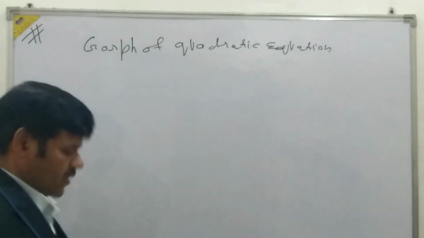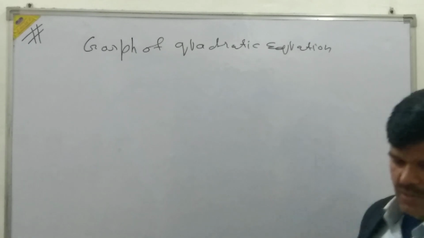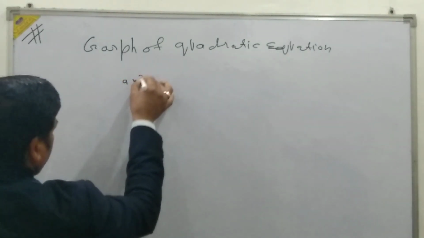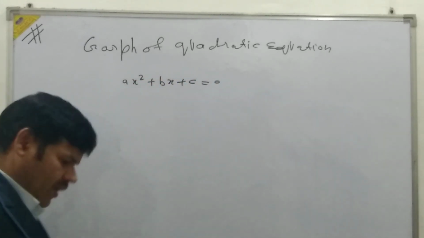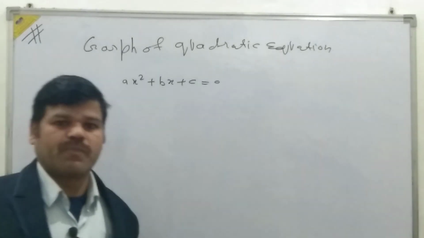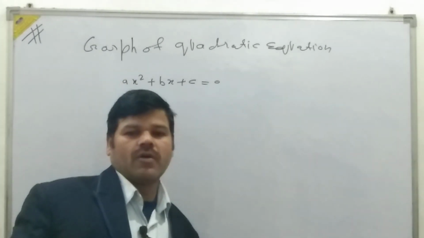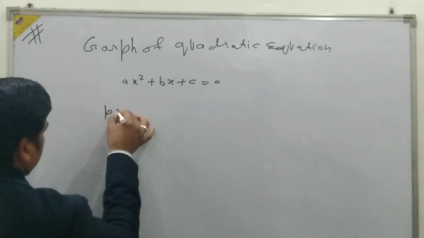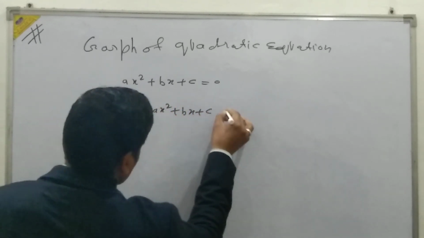A quadratic equation is defined as ax square plus bx plus c equal to 0. Its corresponding polynomial is represented by a parabola. The corresponding polynomial is p of x equal to ax square plus bx plus c.